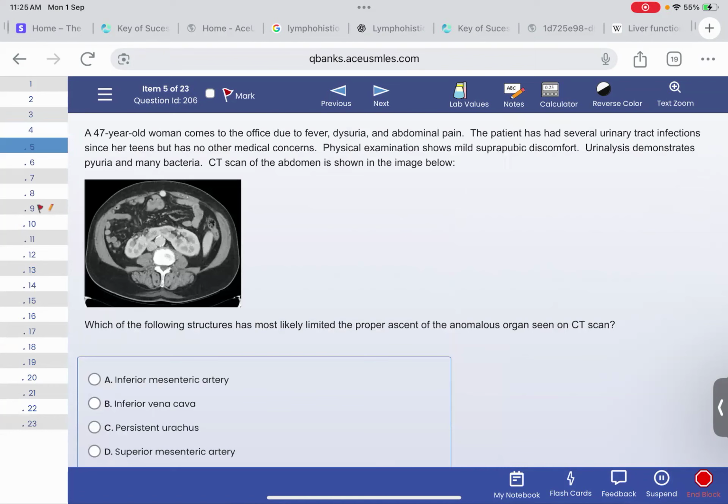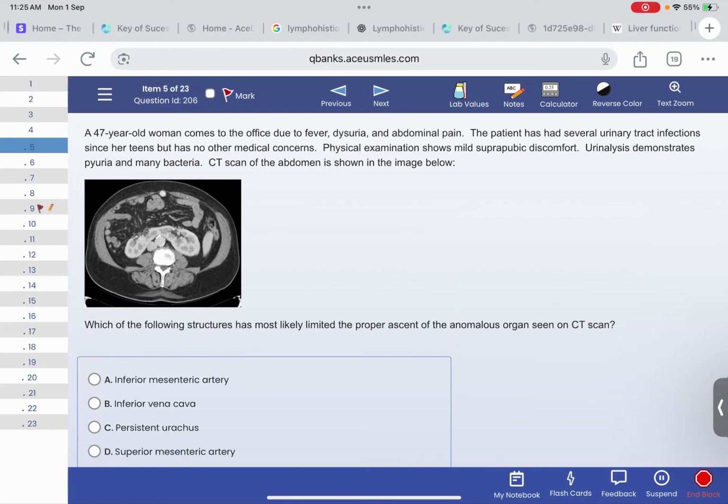So don't read the question, and just tell me from the CT, what is this? It's very easy. It's a horseshoe kidney. I think 99.99% of the students know this, right? Very easy. And which artery is responsible for blocking its ascent? Inferior mesenteric artery, IMA.